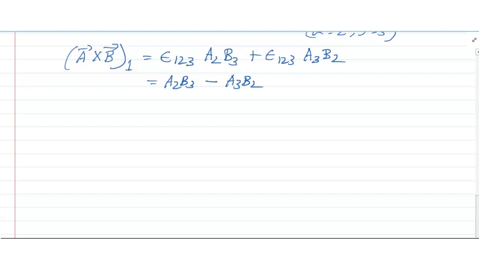The first index is contracted, so epsilon ijk and epsilon imn under the Einstein summation convention. A dot B is just written as Ai and Bi. And vector identities, these vector identities are very, very important.